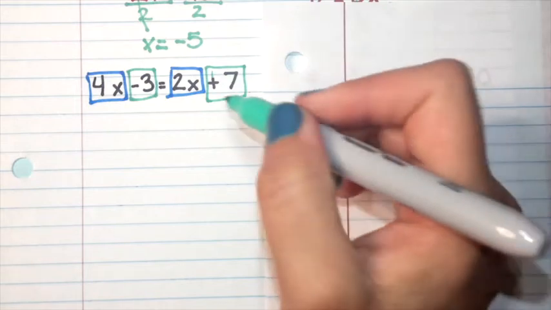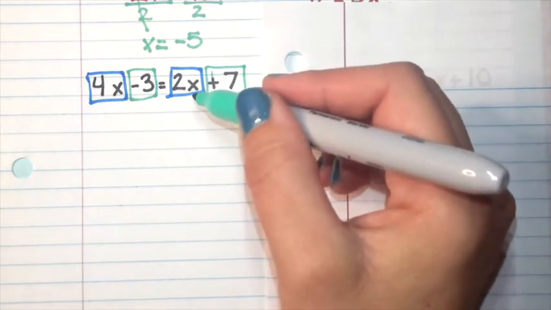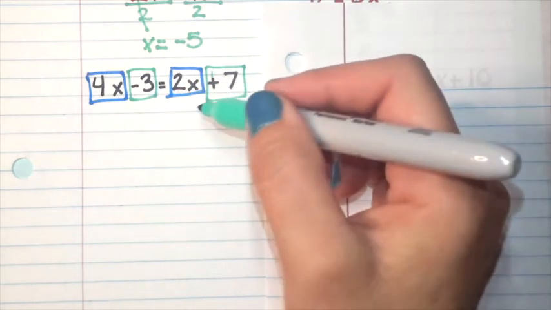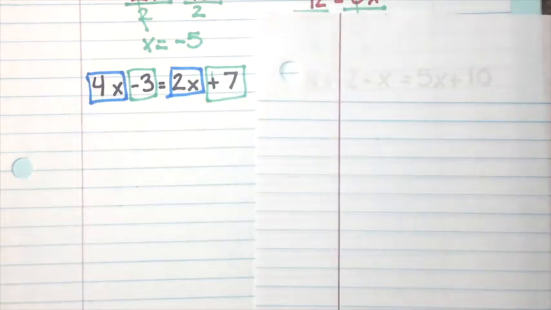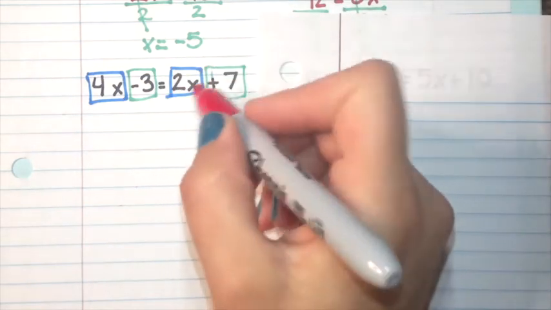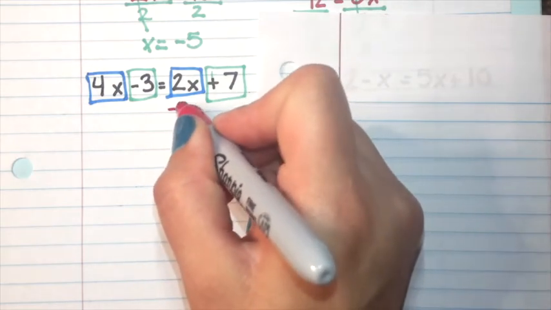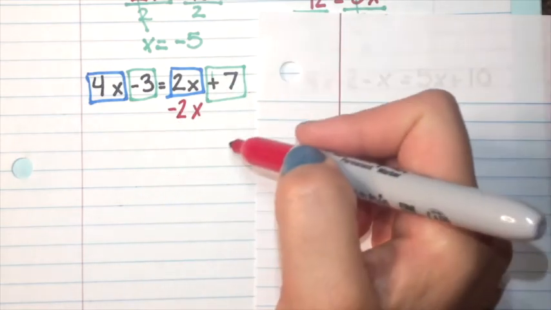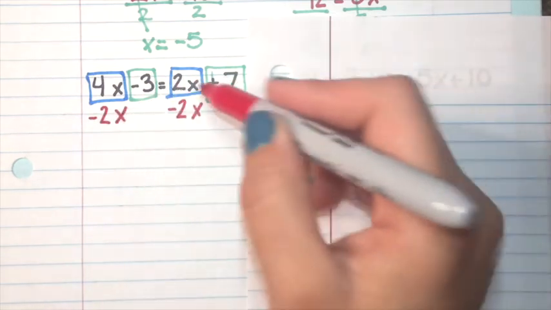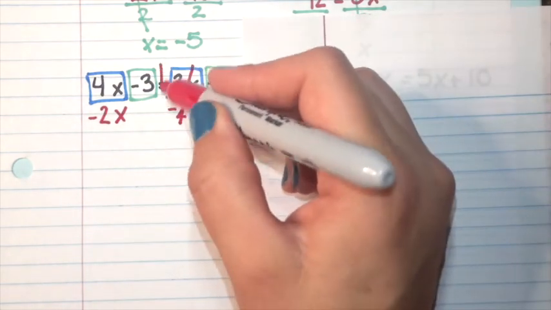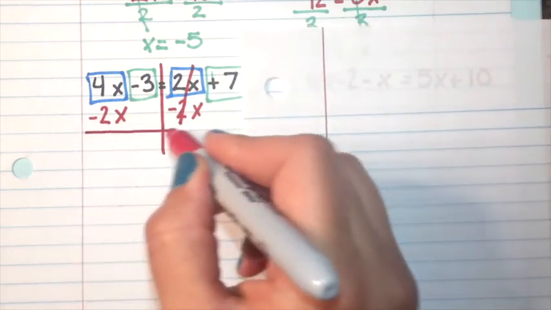Okay, so let's start with the x's. I'm going to bring this 2 over here. Well, if it's a positive 2, I'm going to do the inverse operation. I'm going to do negative 2x here and negative 2x here. This cancels out that. I always draw my little line so we don't get confused.